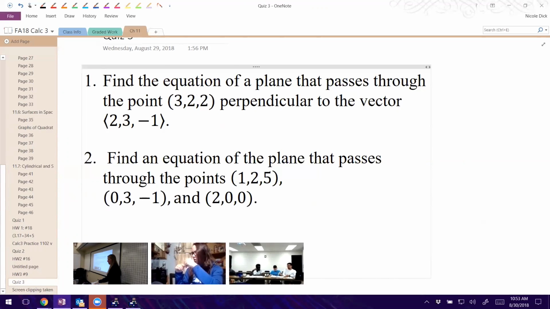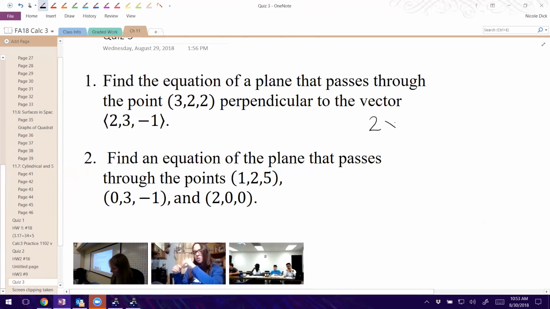So I'm not going to have you watch me go through and do that. As long as I didn't make a mistake when I made the key, we should get this. 2x plus 3y minus z equals 10. Does that look familiar? Okay.